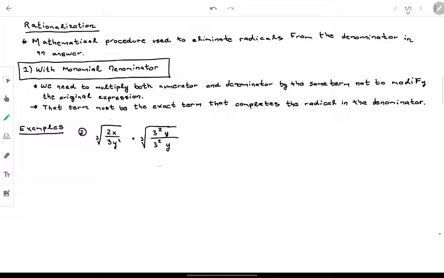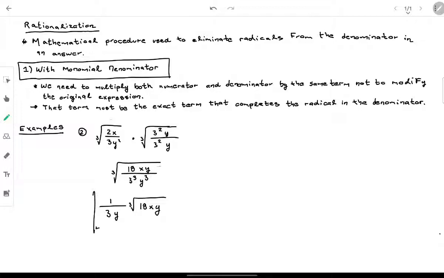Now we can combine both roots. It's going to be the cubic root of, on the bottom part, 3 cubed y cubed. On the top part, it's going to be 3 squared, which is 9, multiplied by 2. It's going to be 18xy. If we take out whatever we have in the denominator, it's going to be 1 divided by 3y that multiplies the cubic root of 18xy.